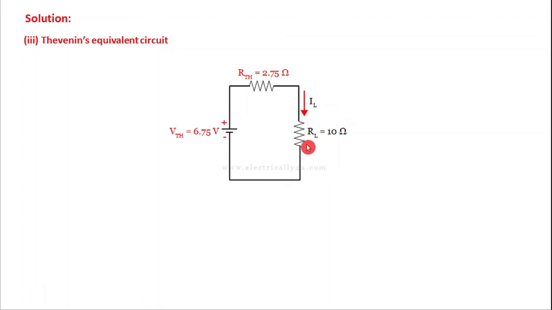Once this is done, we know all the values. So it is easy to find the value of the load current. We know the voltage, we know the resistance, so simply apply Ohm's law. So IL is equal to V by R. V is nothing but 6.75 and R is nothing but the total resistance, 10 plus 2.75. If you divide both, you get 0.529 ampere. So this is the value of the load current. This is how we have to solve a circuit using Thevenin's theorem.